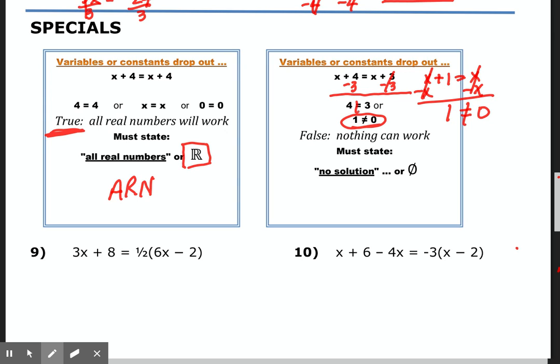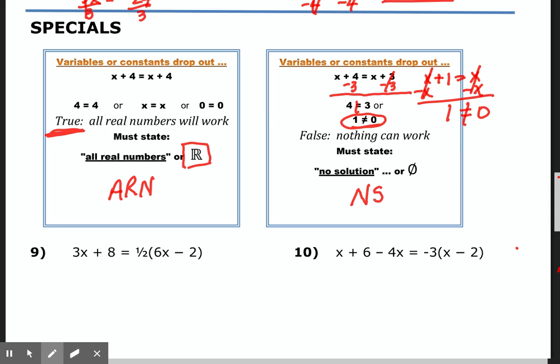So whatever you do, whichever term you subtract first, if it ends up being false, nothing can work. So that means any number that you put in place of x will not allow the left side of the equation to be equal to the right side. So therefore, this is no solution, or it's a circle with a line through it, or you can always write NS.